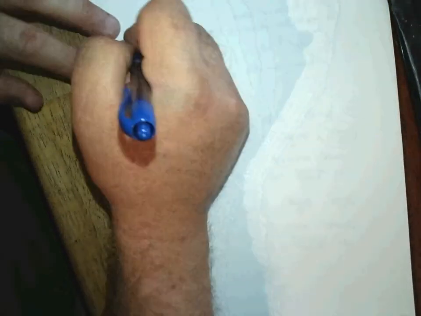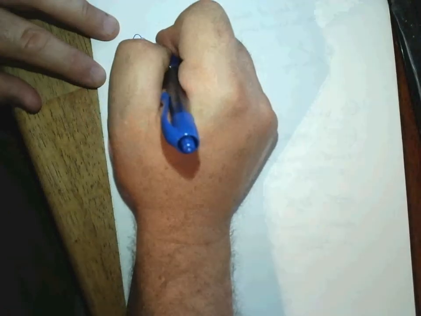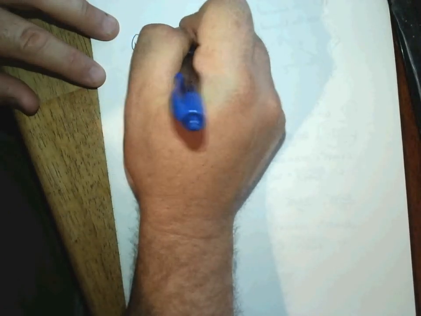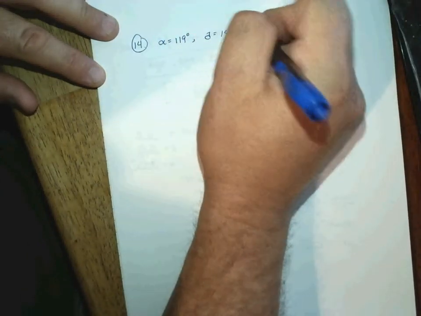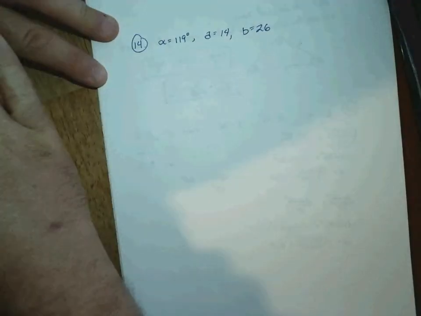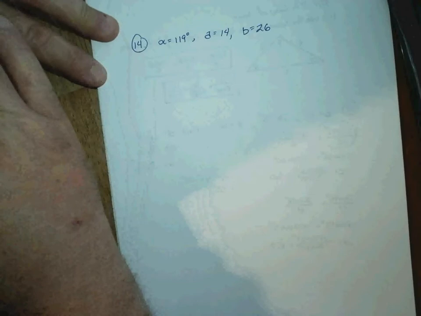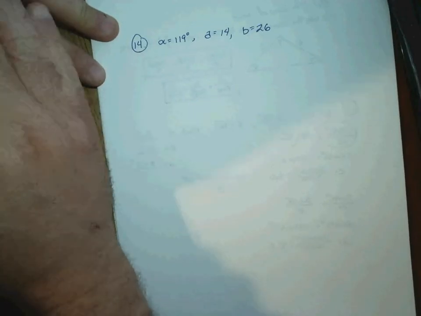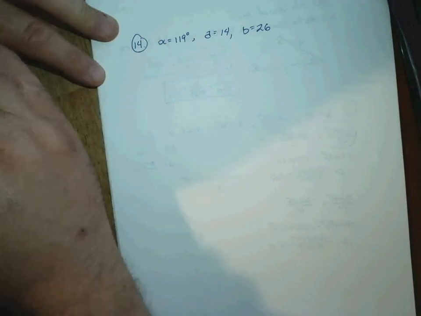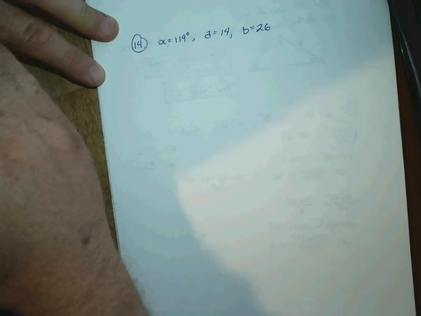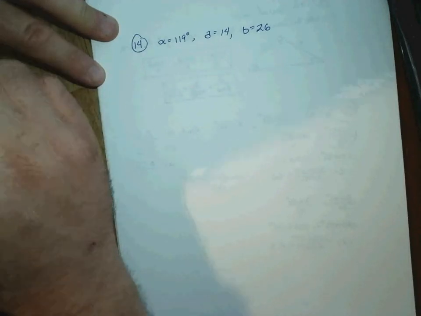We'll flip this over and conserve a little paper. Let's go ahead and solve problem number 14. In problem 14, we're told that angle alpha is 119 degrees. Side A has a length of 14, and side B has a length of 26. And the prompt here says, of course, assume angle alpha is opposite side A, beta is opposite side B, and angle gamma is opposite side C. And then from this information you're given in the problem, determine whether there's no triangle, 1 triangle, or 2 triangles that are solutions. And of course solve.